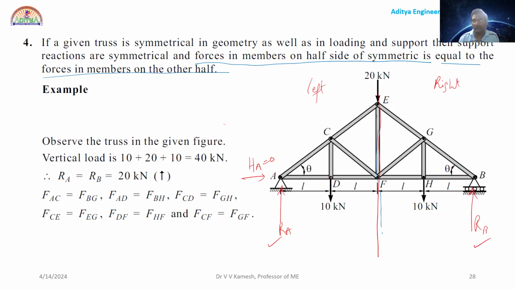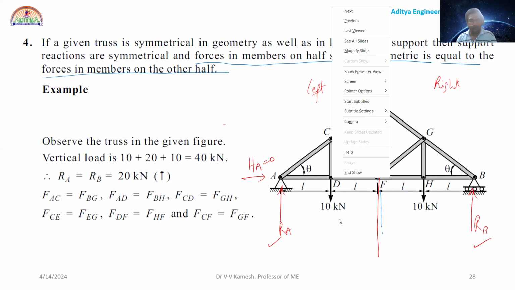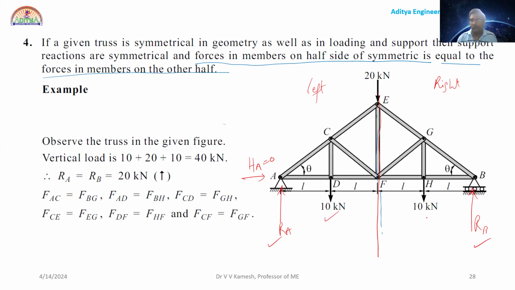What about the loading on the left side? At D, I have 10 kilonewtons down. At H, at the same distance L, the same downward loading of 10 kilonewtons, right? What about the upward loading of 20? It is exactly in the middle, right? Suppose I apply some other load here at C, 10 kilonewtons to the left side. Symmetric to the other side, suppose at G I apply another load of 10 kilonewtons. Now you see, all are symmetric, right?